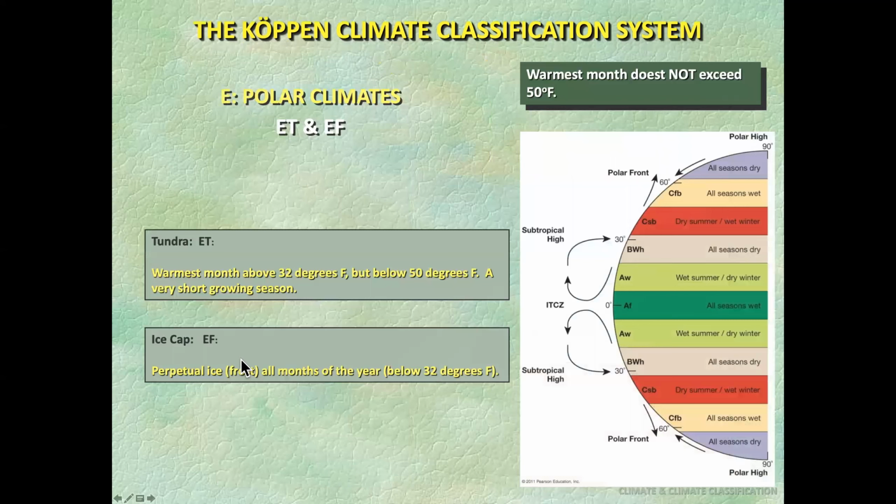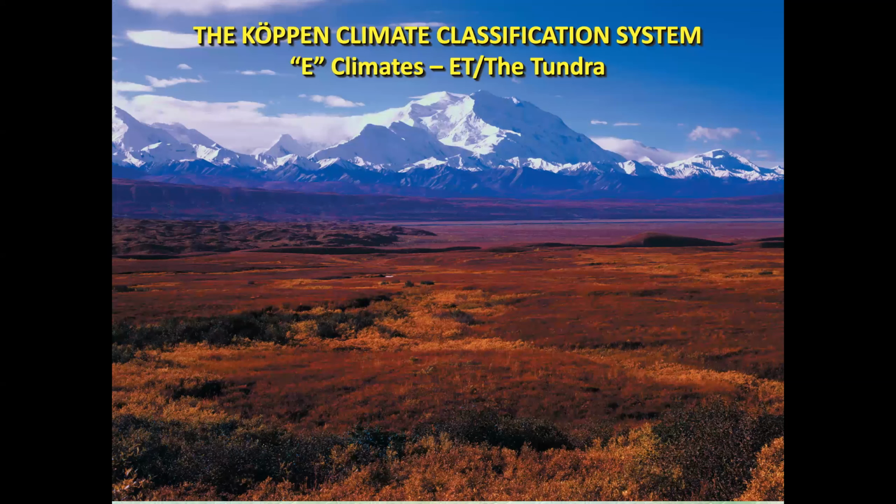And finally, the pretty straightforward climates of the E type, tundra and ice cap. So really, this is only two places, Antarctica and Greenland. That's it. This is northern Alaska, northern Canada, northern Russia. Fits this description right here. And you do not find them in the southern hemisphere because there's not enough land. Okay. So that's what a tundra looks like.